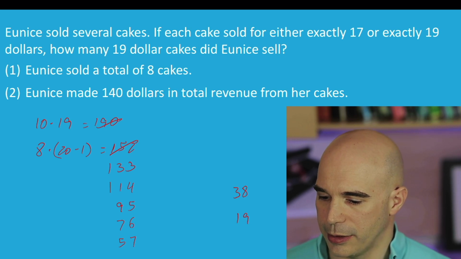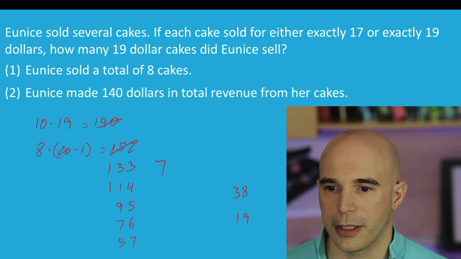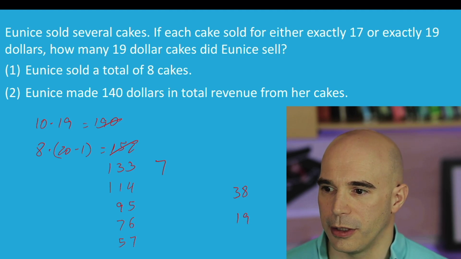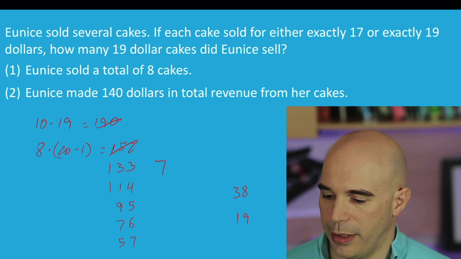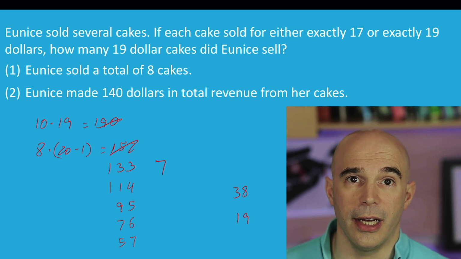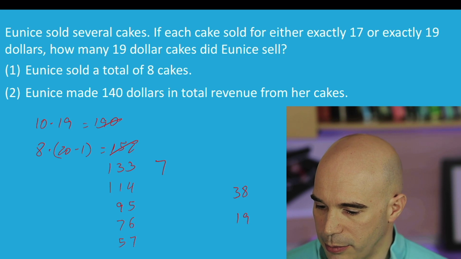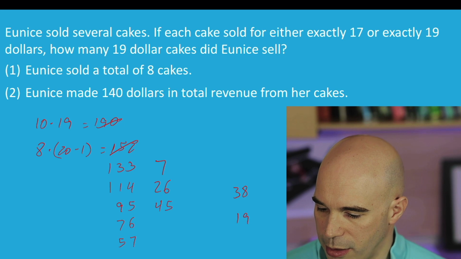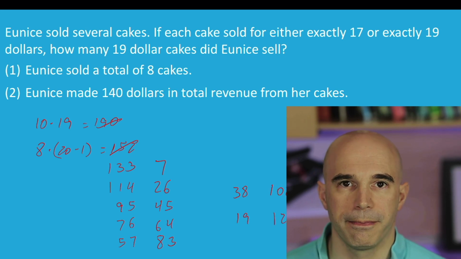Now what I can do is write down next to each of them how much money would have had to come from the $17 cakes to give a total of 140. And you can write these down very quickly as well, because once I have the 7, I'm just going to add 20, subtract 1. Add 20, subtract 1. So I'm going to be very quick now. It's going to be 26. Again, add 20, subtract 1, and so on down the column.